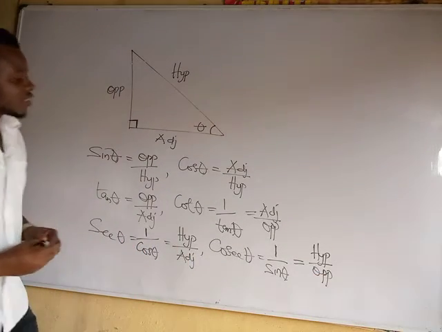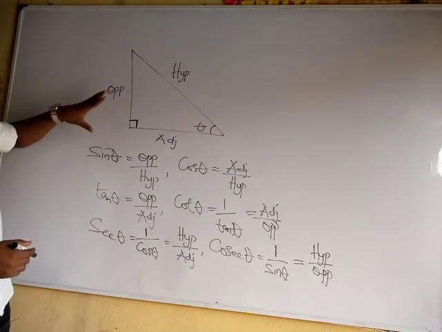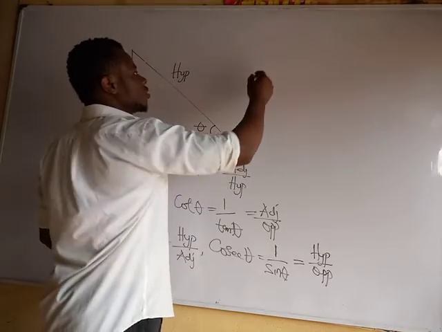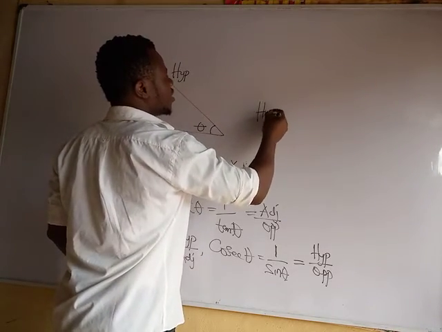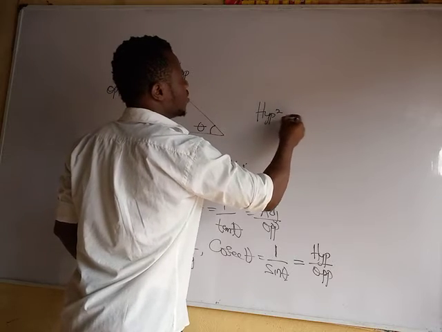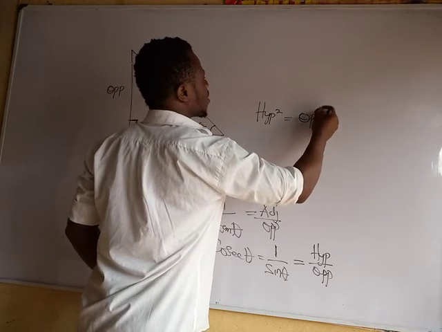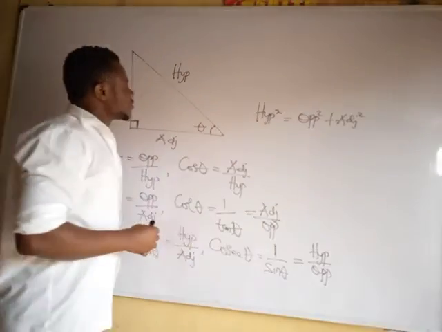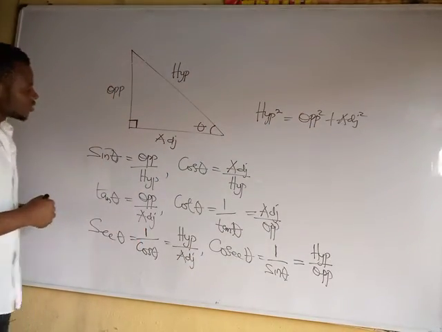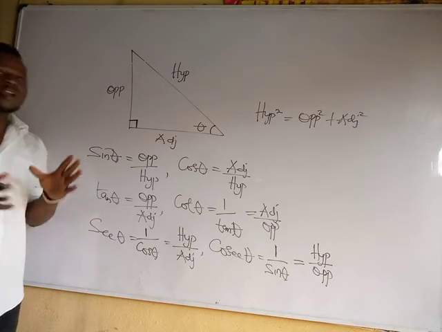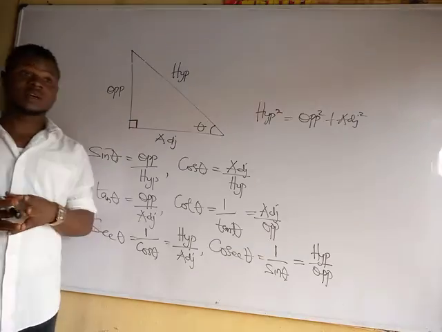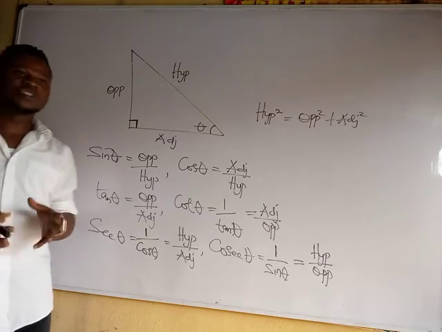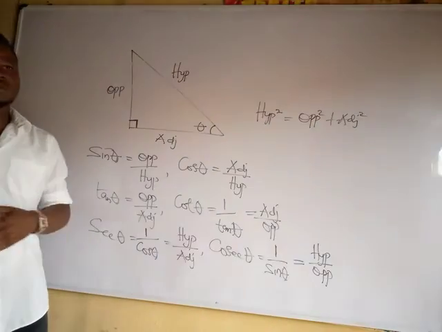Then in this right angle triangle again, another thing that is very important is what we call Pythagoras rule. And Pythagoras rule says that hypotenuse square is equal to opposite square plus adjacent square. Then if you look at all these important facts we have here, whenever we are dealing with right angle triangle, they will help us to solve anything or any questions we have in trigonometry.